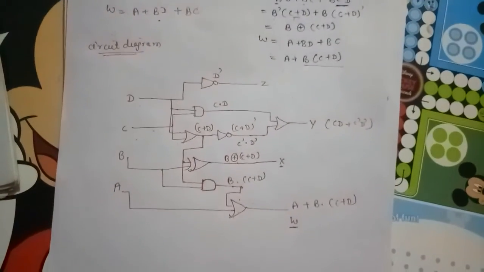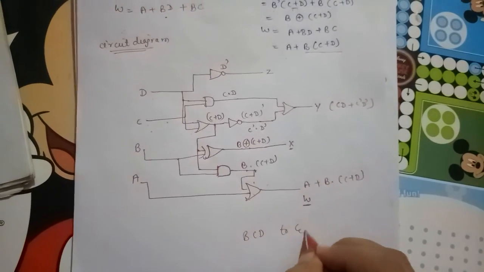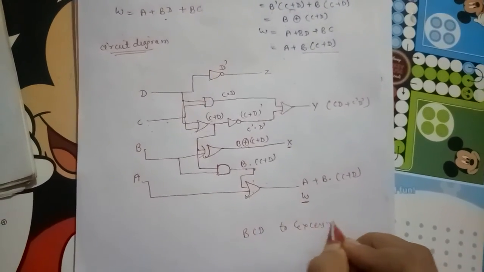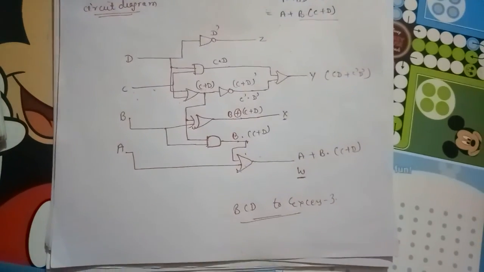Right, this is the circuit diagram for code conversion from BCD to Excess-3 code. Likewise, we can create any code converter. For example, we can convert from binary to Gray code as well.